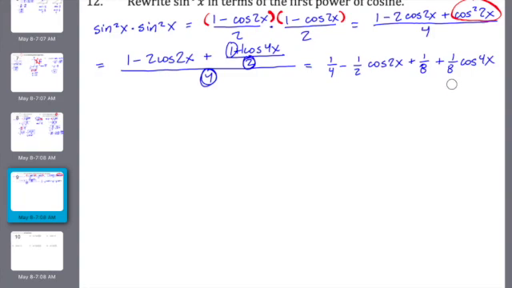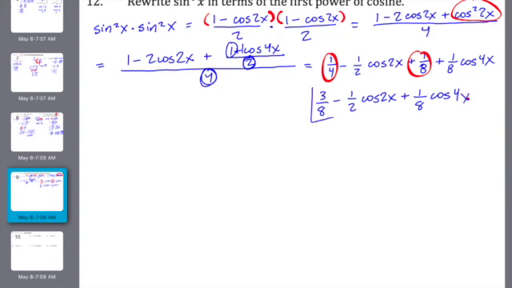And then lastly, I'm just going to combine some like terms. 1/4 is the same as 2/8, so 2/8 plus 1/8 is 3/8 minus 1/2 cosine of 2x plus 1/8 cosine of 4x. And I'm just going to leave my answer like that. All of my like terms are combined. If you really wanted to, you could take out that GCF of 1/8, but it does not make a difference.